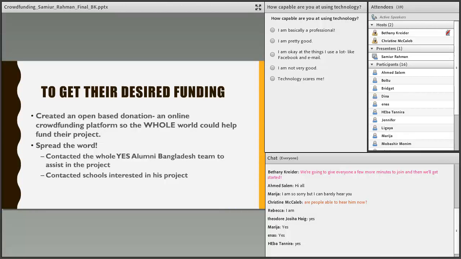So basically, to get your desired funding, Bill created an online crowdfunding platform so the whole world can help them. Basically, they had to spread the idea. For them to do this, they needed a really large base. For anyone who is a YES alumni, you have a huge base in your country. For me, it was YES Alumni Bangladesh. For Bill, it was YES Alumni Bangladesh.